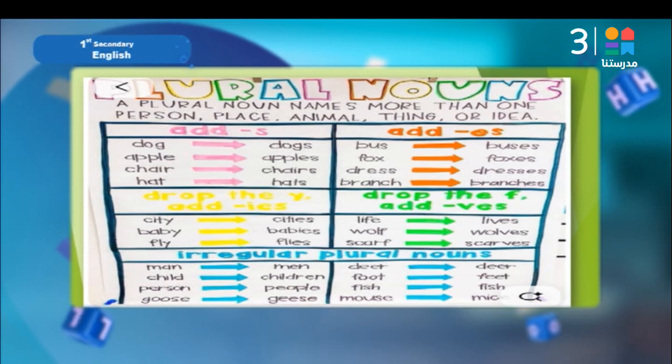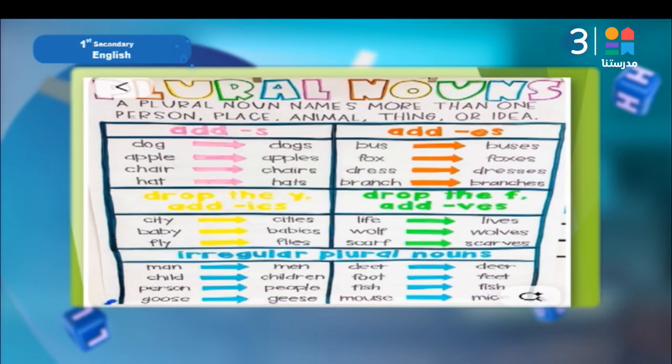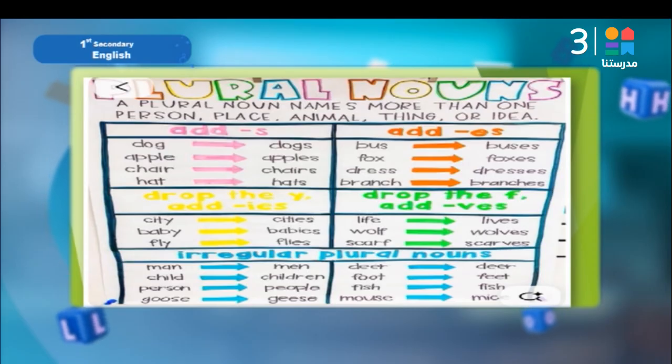When do I add ves for the plural? When the word ends with f or fe. If the word ends with the letter f or the letters fe, I turn them into ves. For example, life, lives, wolf, wolves, scarf and scarves. Did you get it? Okay.